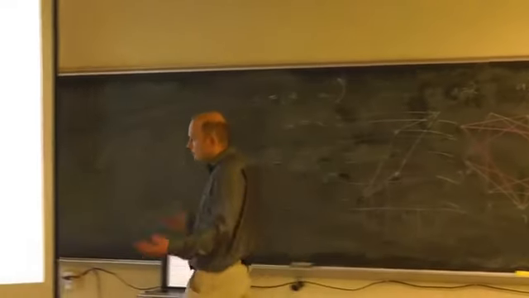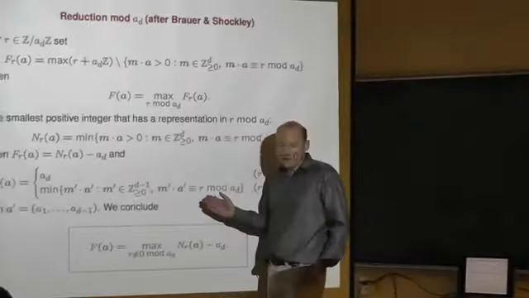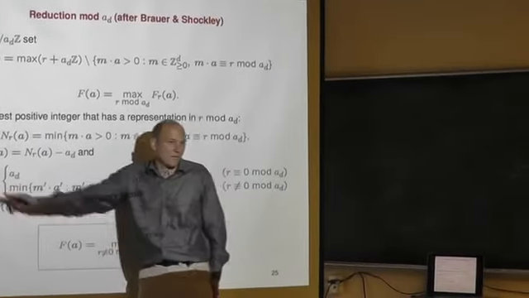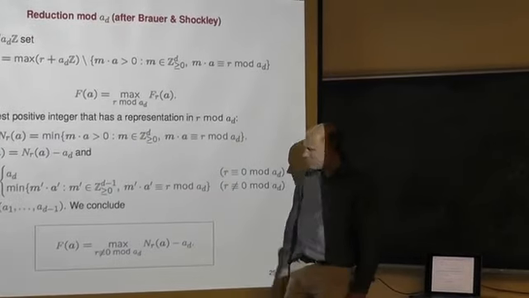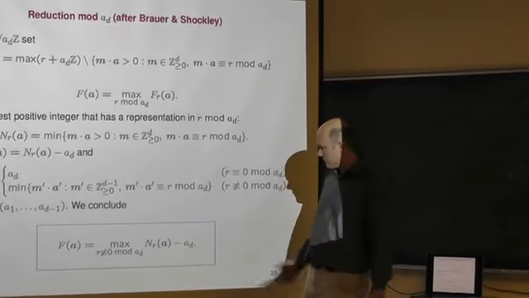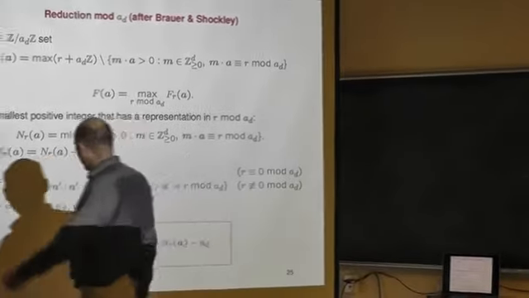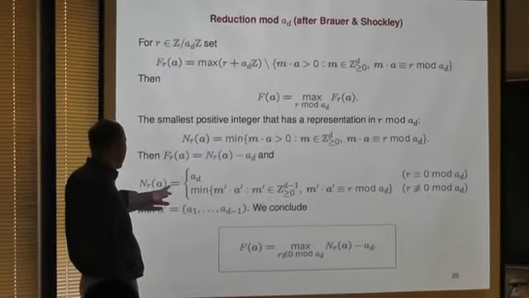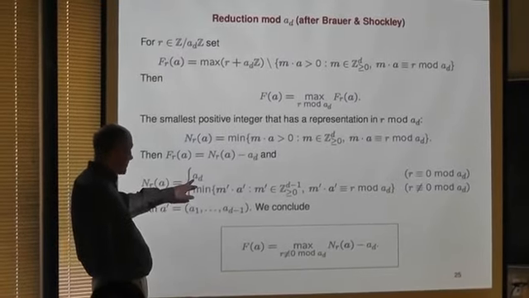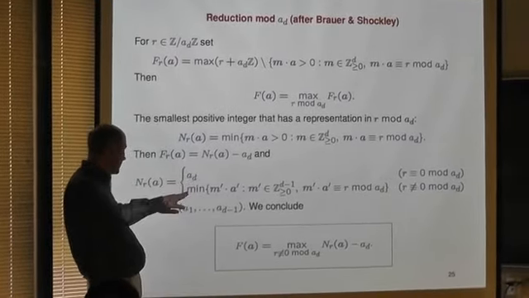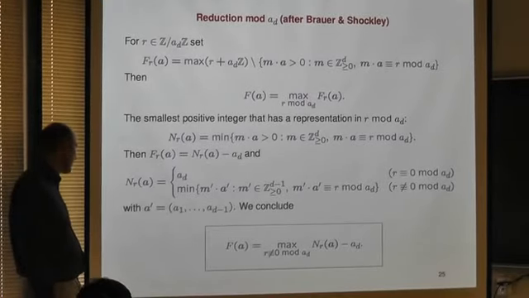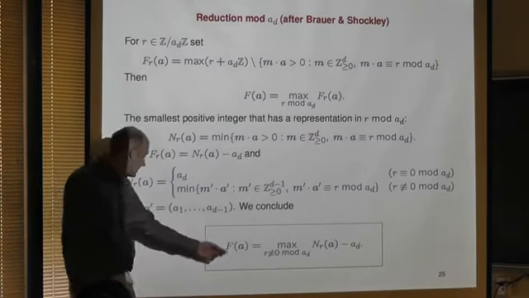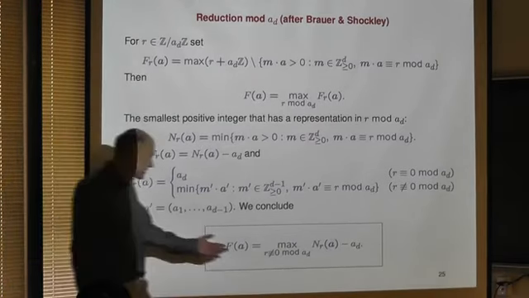Okay. And now the point is, we can reduce the whole dimension by 1 because we can find a nice formula for NR. So you somehow step down by 1 dimension, and that's the reduction that Brauer and Shockley found. That's basically the point of their paper, that you can now write that NR is equal to AD if R is congruent to 0 mod AD, and otherwise it has this formula. Okay? And so, if we put everything together, we get that the Frobenius number is equal to the maximum of these NRs minus AD.